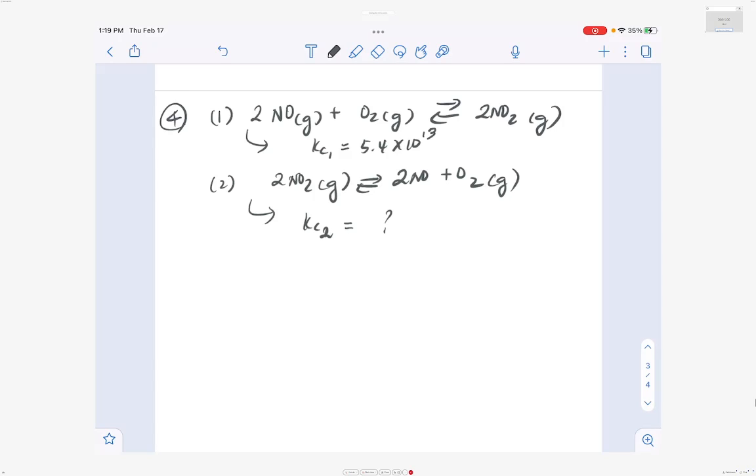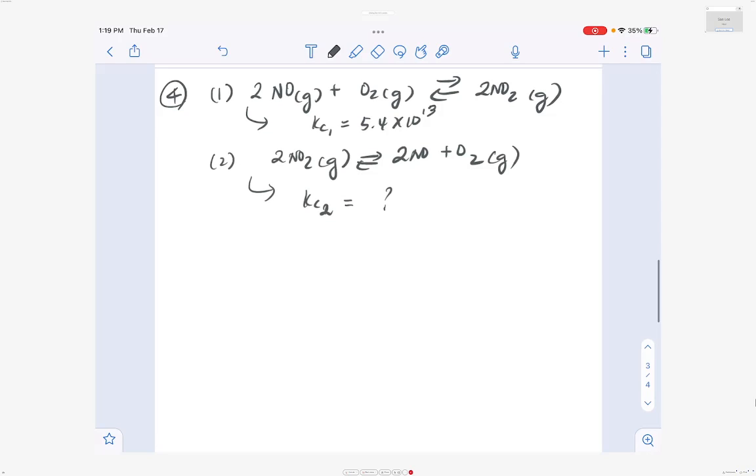Again, this second reaction is basically the reverse reaction of the first reaction. So the Kc of the reverse reaction is the reciprocal of the forward reaction. So Kc2 is going to be 1 over 5.4 times 10 to the 13. You just have to plug it into the calculator, do the math, but I was so surprised that more than half of you got this question incorrect.